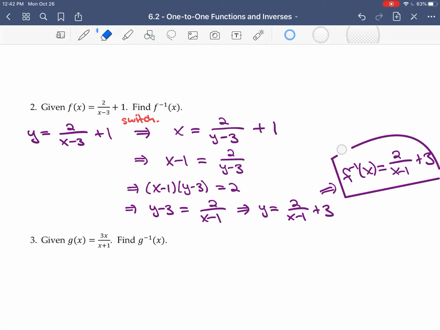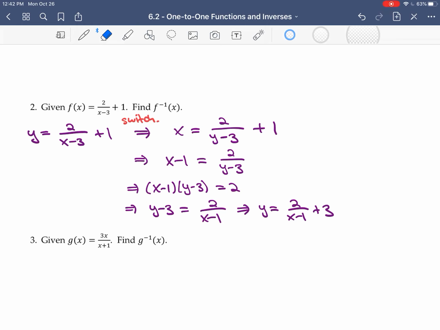Wow, that wasn't very good. Maybe I should write this flat. Actually, let's do it down here. So f inverse of x is 2 over x minus 1 plus 3.